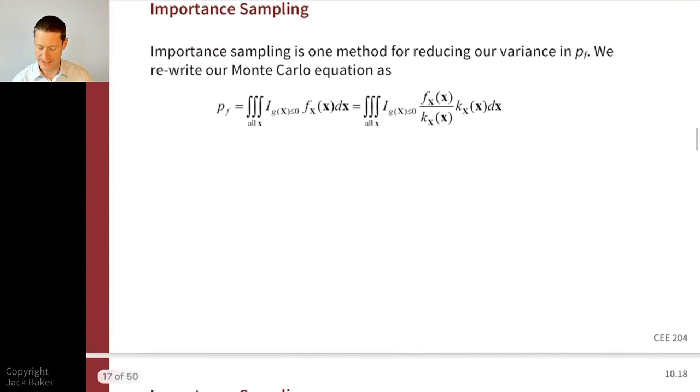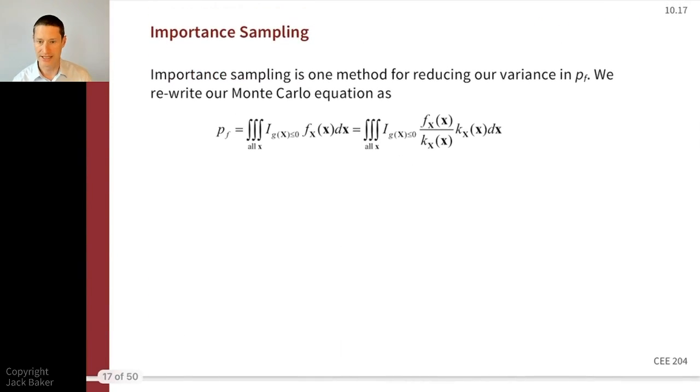The idea here is to get more failures into our samples so that we can get better statistical properties out of this. We set this up as the probability of failure. We're going to integrate over all x of the indicator variable of g of x less than or equal to 0 times the probability density function for x, right? And that gave us the expected value of this indicator function, which was the probability of failure.